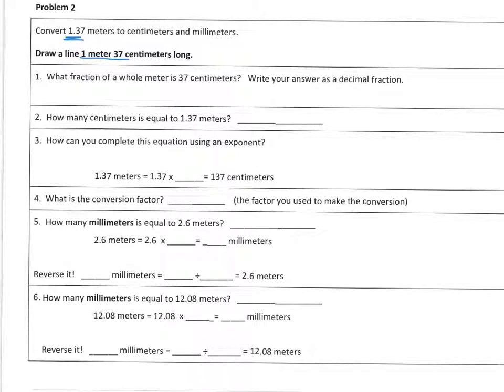We kind of already got that. Write your answer as a decimal fraction. We have the decimal fraction. It's 37/100. 37 centimeters is 37/100 of a whole meter. If I took a meter and divided it into 100 pieces, 37 of those pieces would be 37 centimeters.